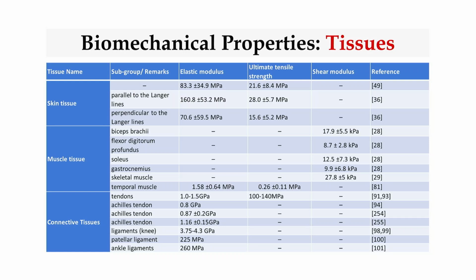Connective tissues, you have the Achilles tendon, then tendons in general, and then the ligaments, the patellar ligament and the ankle. These are pretty well defined and the numbers are right here, right? Elastic modulus is very well defined, but the ultimate tensile strength, when they can fracture, is not very well defined. Fatigue is a little different. So this is an area which still needs to be explored, right? And shear modulus is again not well defined. These are some of the citations for the same.